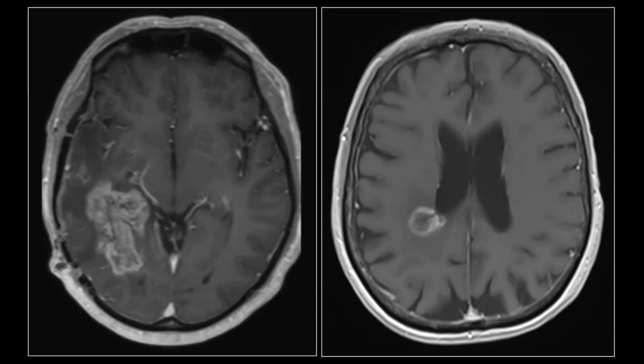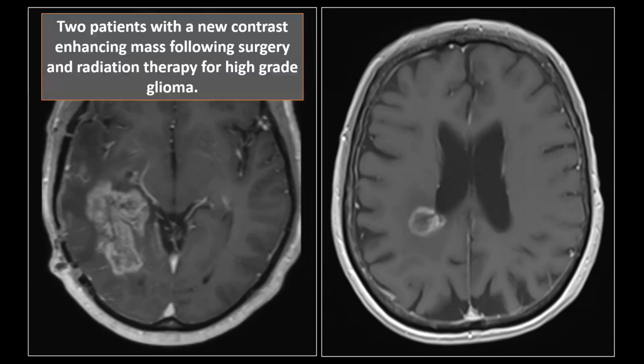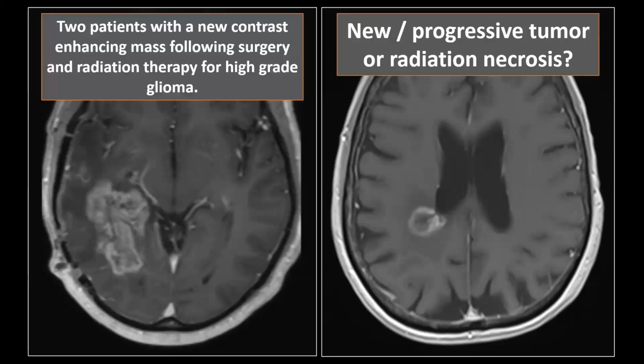These are two people who have been treated with surgery and radiation for a high-grade glial tumor. And in the course of their follow-up, they develop a new mass, contrast enhancing. Now, the eternal question is, because they have been radiated, is this a recurring tumor or is this radiation necrosis? And it's a very difficult differential to make, especially if you're relying on just your conventional images.